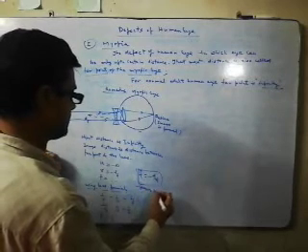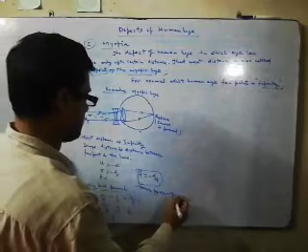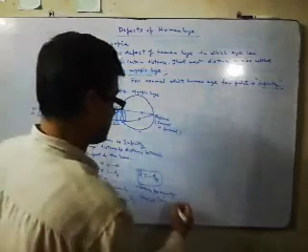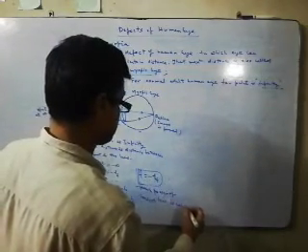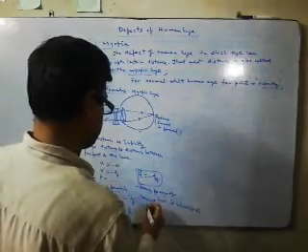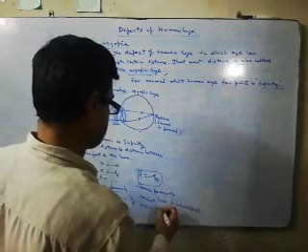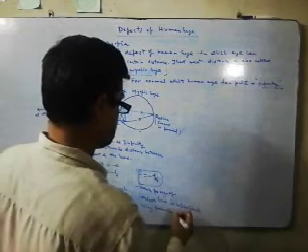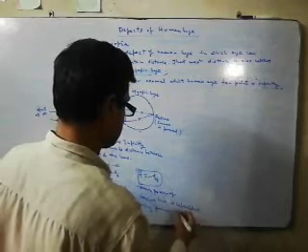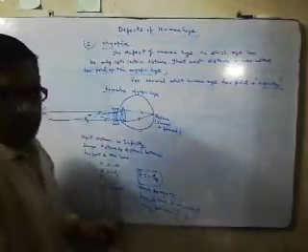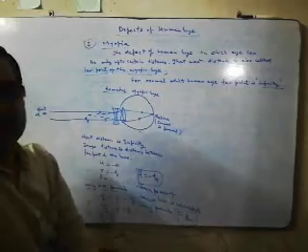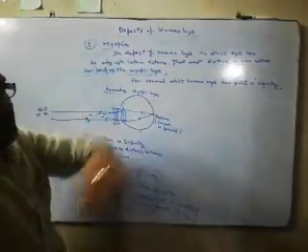Hence, the power of a concave lens is calculated using the formula P is equal to 1 by F, which is in meter. So this way we can understand and we can solve the questions.